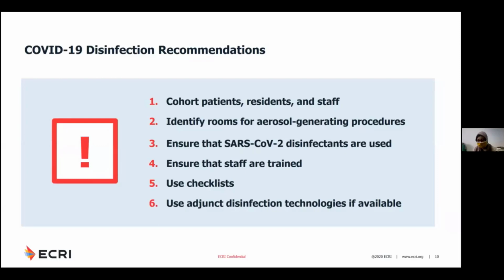Use checklists. That's what I showed you earlier. You can use a checklist to ensure that you have covered all the different areas to be disinfected within the room or the location, and use adjunct disinfection technologies if available. So other disinfection technologies which are around, you may have heard of, is some people use a UV light. So they claim that a UVC light can be used to disinfect certain surfaces. So that is one potential.